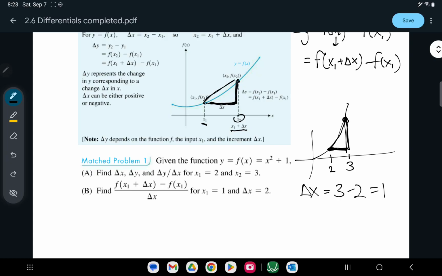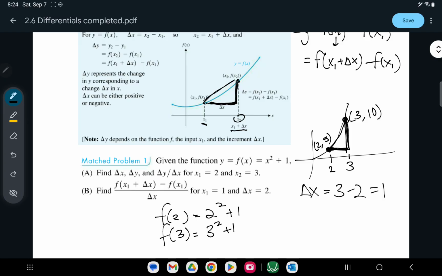Now I want to find the change in y. So I need to know the y values. So I know here that it starts with 2. And I can substitute in my function. So 2 squared is 4 plus 1 is 5. This other point I know is 3. So I can substitute in f of 3. So we would get 3 squared plus 1, 9 plus 1, that's 10.